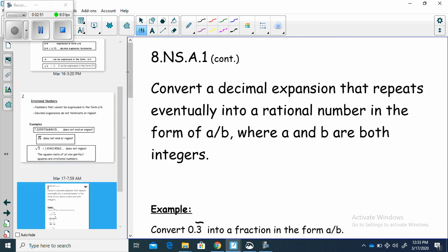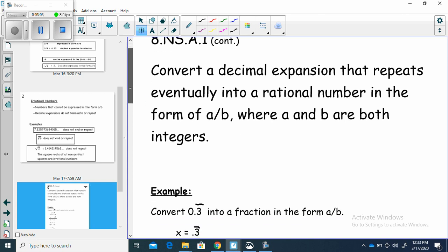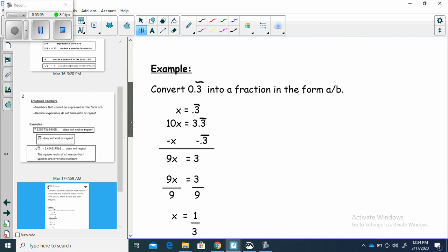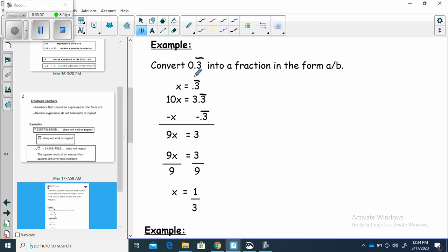Now, let's look at the other part of this standard. Convert a decimal expansion that repeats eventually into a rational number in the form a over b, where a and b are both integers. We're going to look at 2 examples. The first example is this. We're going to convert 0.3 repeating, this bar over it means it repeats, into a fraction in the form a over b. We start out by setting x equal to our repeating unit. So x is equal to 0.3 repeating.